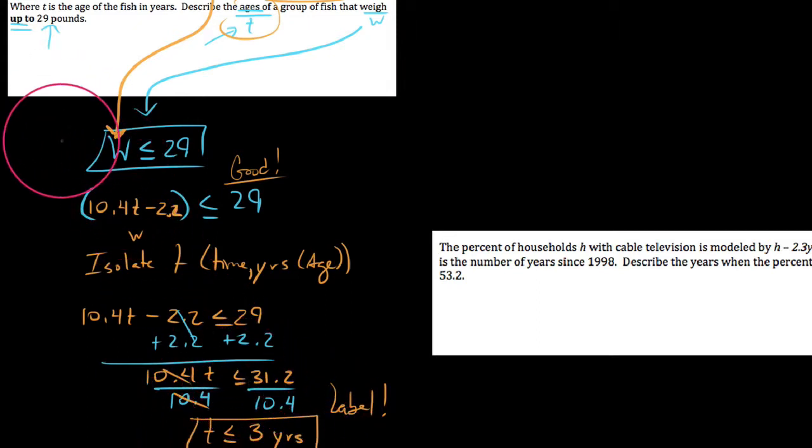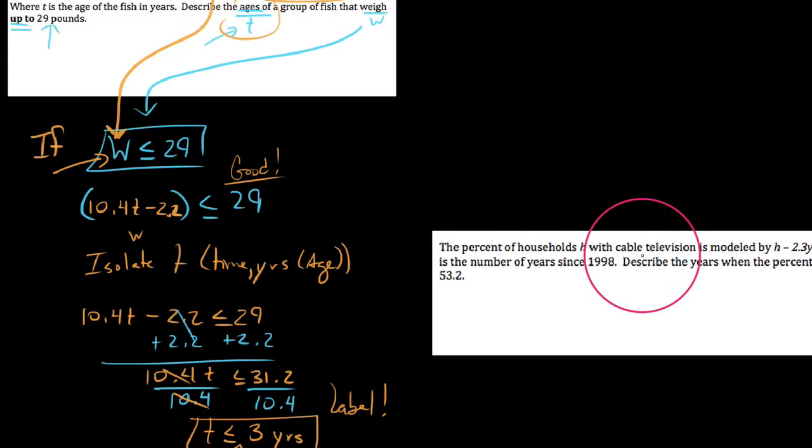So what we're saying is this. If a group of fish, their average weight is up to 29 pounds, then using what we already know about the weight and the age of a fish, what we've seen in the past due to our data, we say if that's the case, then we could say that the fish, if they weigh up to 29 pounds, are likely 3 years old or less.